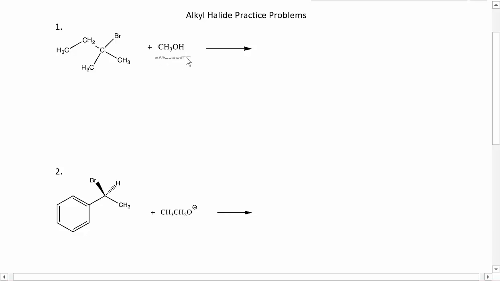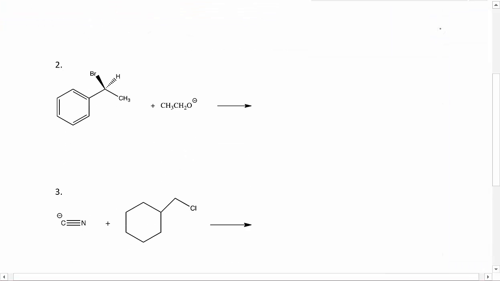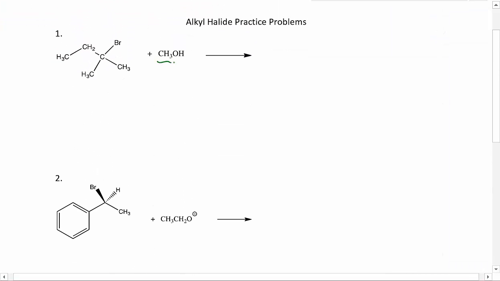Our very first question is whether or not our reagent is negatively charged or neutral. We've got a neutral reagent here, and it's an alcohol, so it's the kind of reagent that promotes SN1 and E1. Still got to check our alkyl halide structure, and it's tertiary. So that tells us indeed a reaction can occur, and it'll be some mixture of SN1 and E1. And we still want to be able to draw the products.